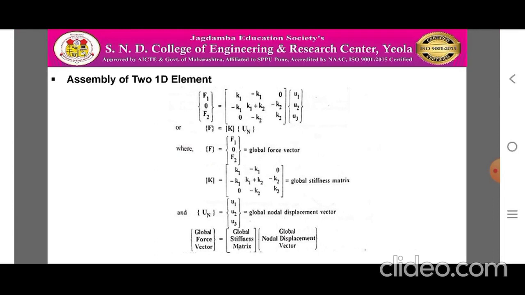Or we can write this last equation as F1, 0, F2 equal to the matrix [K1, minus K1, 0; minus K1, K1 plus K2, minus K2; 0, minus K2, K2] into U1, U2, U3. Or we can write F is equal to K into UN, where F is equal to F1, 0, F2, which is also known as the global force vector. K is the matrix above, also known as the global stiffness matrix, and the deformation UN, which is equal to U1, U2, U3, is known as the global nodal displacement vector. Therefore, we can write: global load vector is equal to global stiffness matrix into global nodal displacement vector.